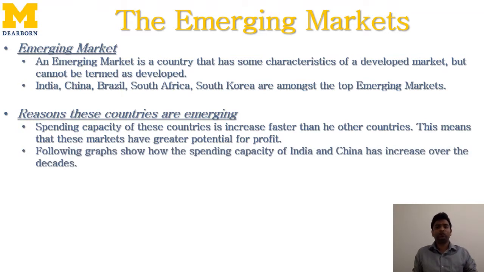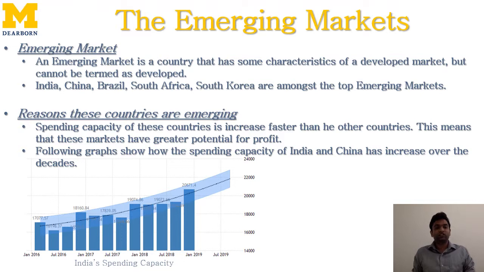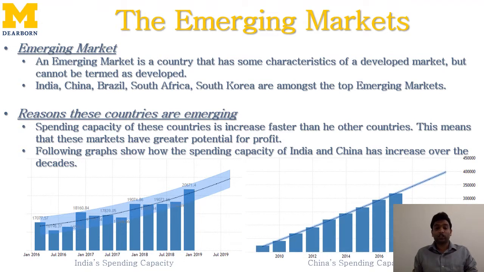Now I'll show you two graphs which show how the spending capacity of India and China has grown over the years. The first graph shows the spending capacity of India. We can see from the graph that it has been increasing continuously. The graph only shows January 2016 to January 2019, and it forecasts the upcoming trend as well. So it's increasing again. Now we'll see the graph of China. Again we can see the China graph is almost linear, and the spending capacity of Chinese people has been increasing right over the decade.